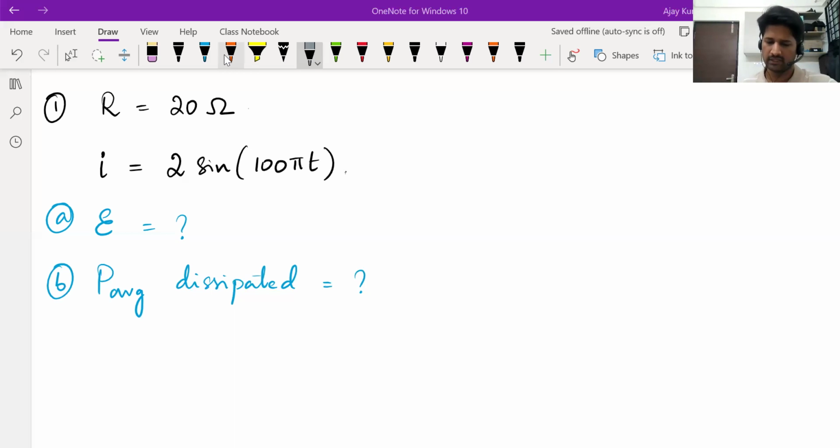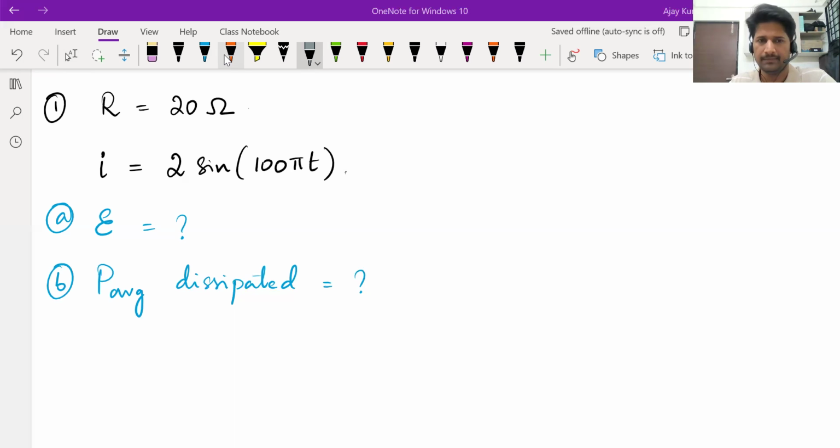Okay. Rishi, can you tell me the idea? How will you write an expression for voltage across a resistance if you know the current and the resistance? Sir, to calculate E over here, the equation is 2 sine 100 pi t. Like just the idea, you know the current through the resistance and you know how much resistance is there. How will you calculate the voltage across the resistance?